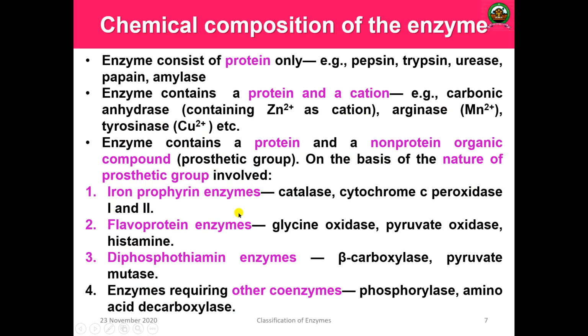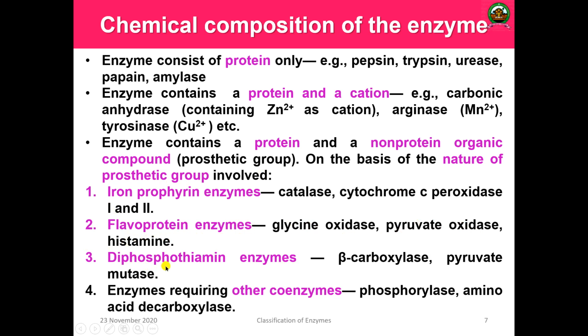One is iron porphyrin enzymes. Next is flavoprotein enzymes. Next is diphosphothiamine enzymes. Then enzymes that require other coenzymes. These are the major types of classification based on the chemical composition. Iron porphyrin enzyme examples are catalases, cytochrome C, peroxidases 1 and 2. Here the protein part will be there and the non-protein part will be there. In most cases there will be iron, or any other cations will be present. Then flavoprotein enzymes: glycine oxidases, pyruvate oxidases, histamine, all these are flavoprotein enzymes.